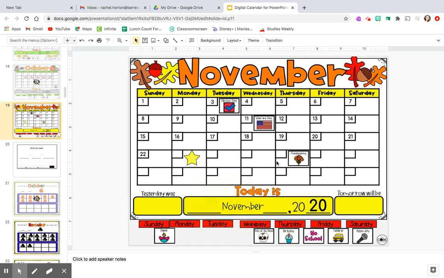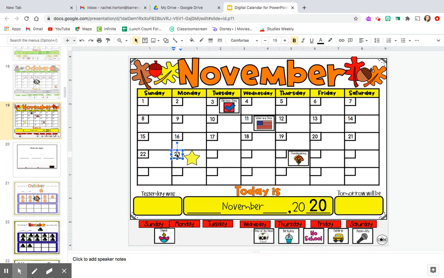Hello friends, we're still in the month of November. Let's figure out our date. Okay, here's our missing date. Let's look back one. So it was the 22nd yesterday. That means today is going to be the 23rd.